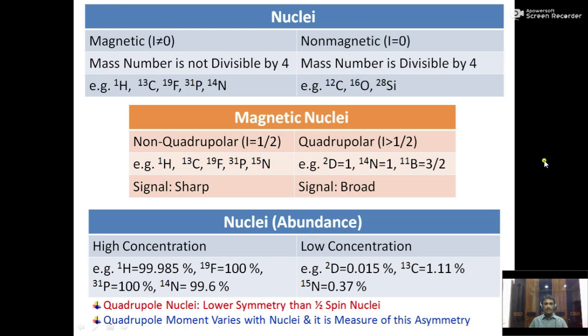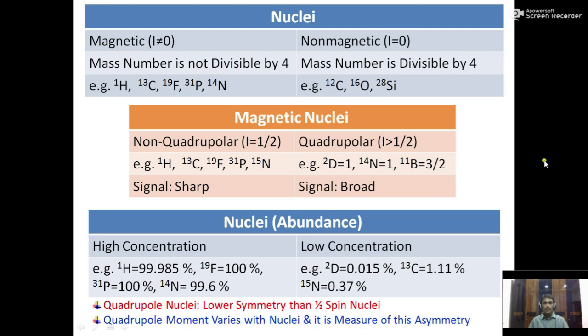Nuclei abundance. You can see that hydrogen, fluorine 19, phosphorus, nitrogen 14 have very high abundance; their percentage abundance is quite high. Another group is the low concentration nuclei, whose abundance is very low. Deuterium, the isotope of hydrogen, has a concentration of 0.015%. Carbon 13, the isotope of carbon, has an abundance of 1.1%. Nitrogen 15 has an abundance of 0.37%. So, according to abundance, the nuclei are classified as high concentration nuclei as well as low concentration nuclei.